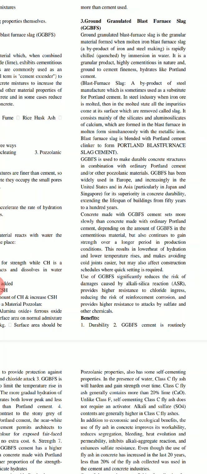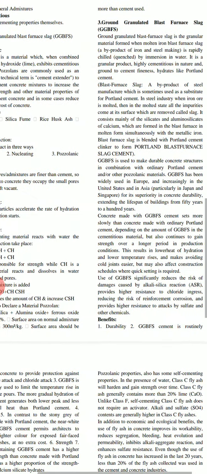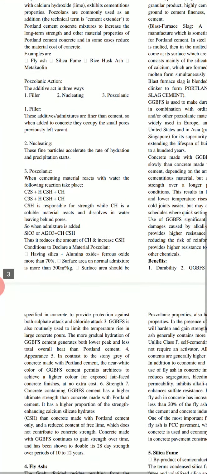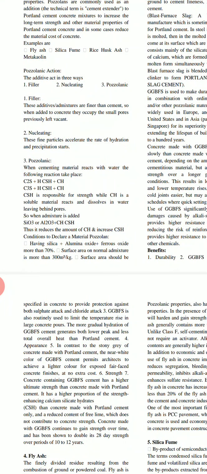Okay, so the benefits are given. Durability: GGBS cement is routinely specified in concrete to provide protection against both sulfate attack and chloride attack. GGBS is also routinely used to limit the temperature rise in large concrete pours. Appearance: in contrast to the stony grey of concrete made with Portland cement, the near white color of GGBS cement permits the architect to achieve a lighter color for exposed fair-faced concrete finishes at no extra cost, and good strength and ultimate strength can be achieved with this GGBS.